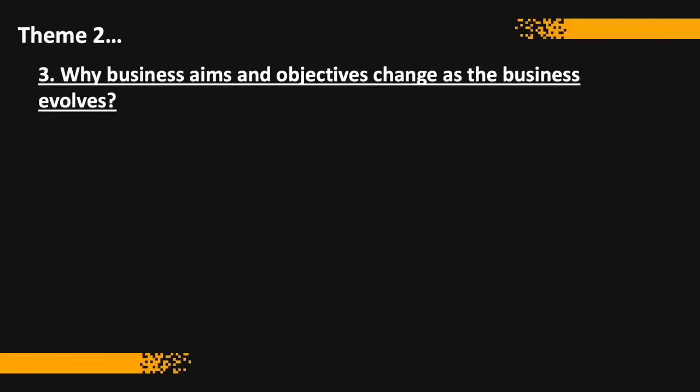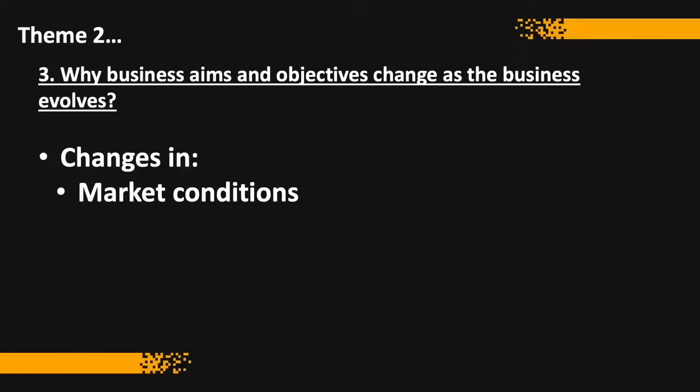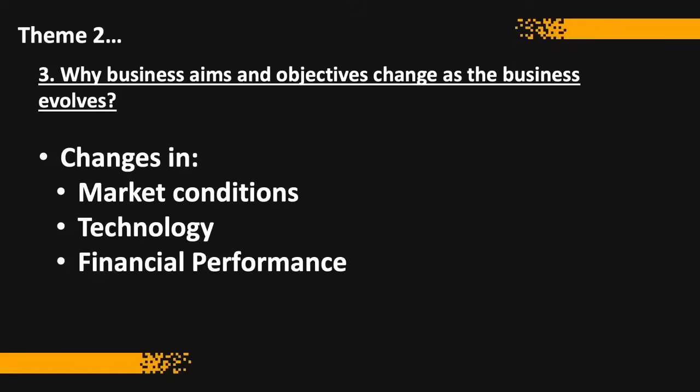Number 3 is why business aims and objectives change as the business evolves. Well, you might have changes in market conditions, changes in technology, changes in the financial performance of a business. Maybe it starts doing better or worse, and there's changes in legislation or laws. So that's why your objectives might change as you evolve.